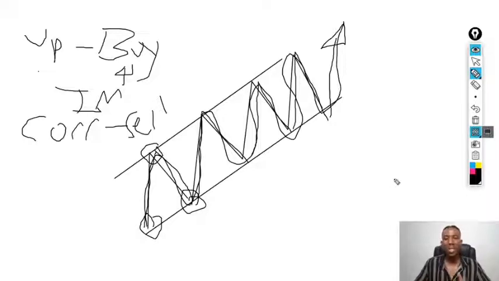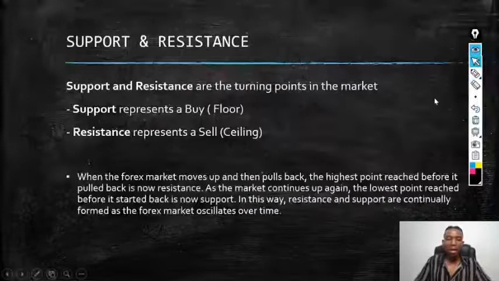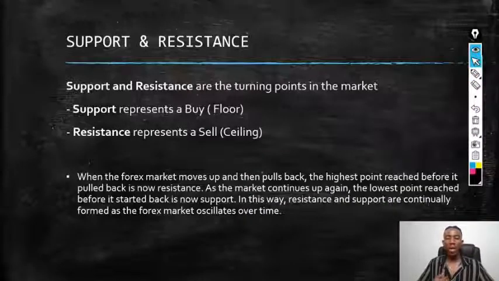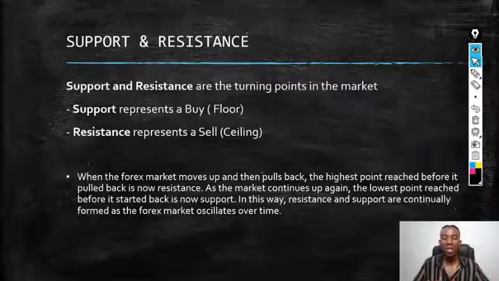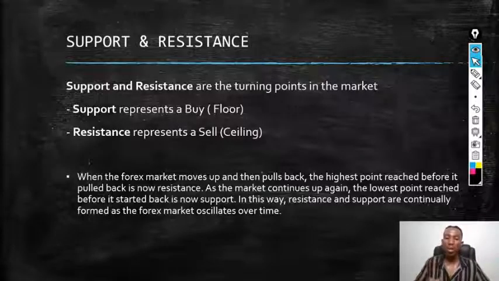We have swing trading and scalp trading. Okay, so now let's continue with the slides. After understanding that we have entries, knowing when to buy and when to sell, I'm going to show you how exactly to understand when to buy and when to exit.